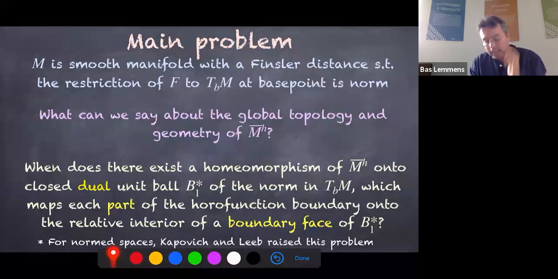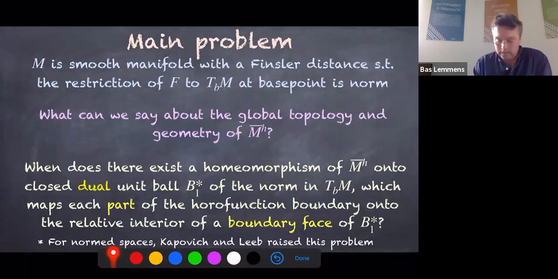And now, of course, what are these parts? That is a thing I'm going to explain in a minute. But roughly speaking, what you should think about is that for a nice smooth manifold with a nice Finsler distance, the horofunction boundary can be partitioned in a natural way into pieces.